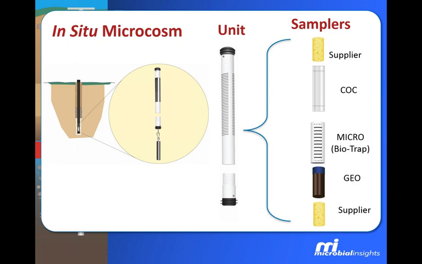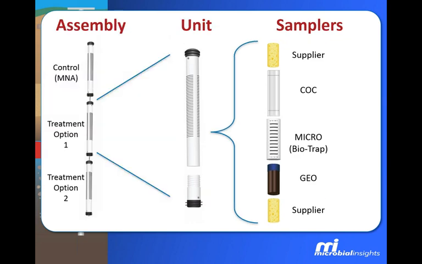But we can also place inside that in situ microcosm other types of samplers too, with passive diffusive membranes to monitor geochemistry or dissolved gases, etc., and other types of sampling devices also with different passive membranes to sample organics like petroleum hydrocarbons or chlorinated hydrocarbons, etc.